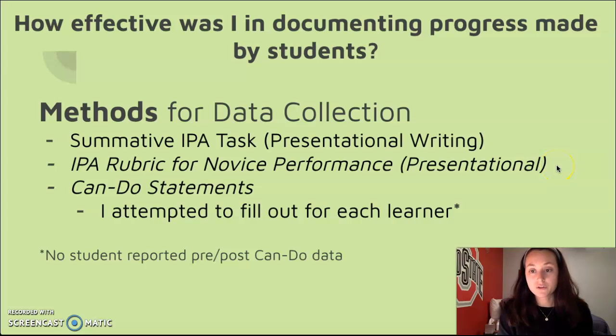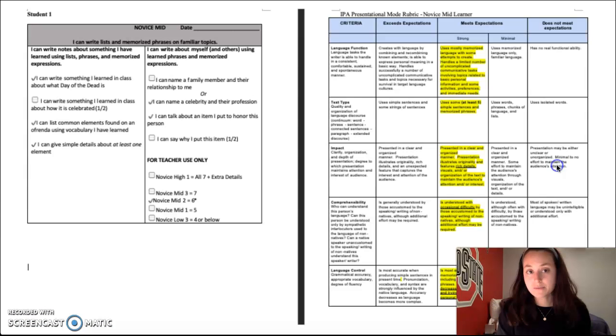Other methods included in data collection were can-do statements, but it should be said that no student reported data was available, either pre or post-assessment. Thus, I attempted to fill out the can-do statements for each learner, but opted not to include them in their final score, for reasons that I will discuss in the conclusion. However, so you can see, here are the can-do statements, as well as the IPA presentational rubric for novice learners.